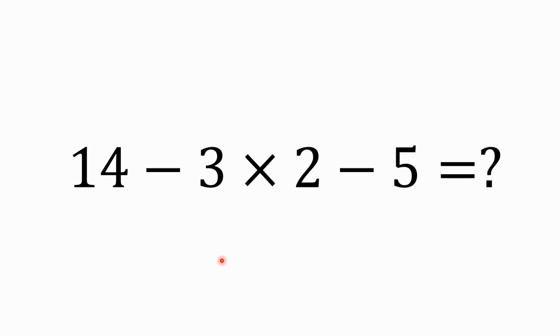Hello there. We have a mixed operations problem for you today. It's 14 minus 3 times 2 minus 5. All right, if you'd like to at this point, you can pause the video and come back and we will work this one out together. And I'm going to explain one of the most common incorrect answers and why it happens.